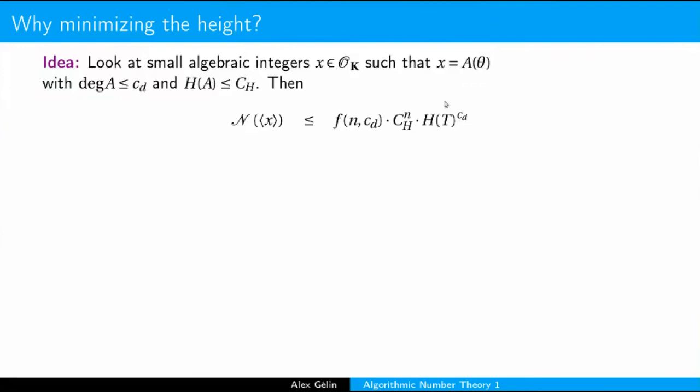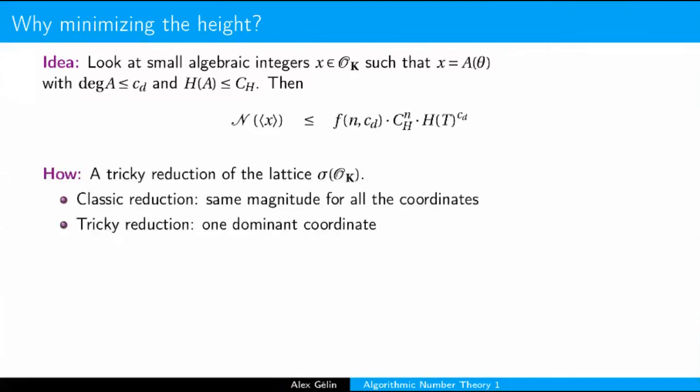So if the defining polynomial has a small height, then the norm of all the elements will be small. And if the norm is small, then the probability of splitting is large, of course. How can we find such a small polynomial?